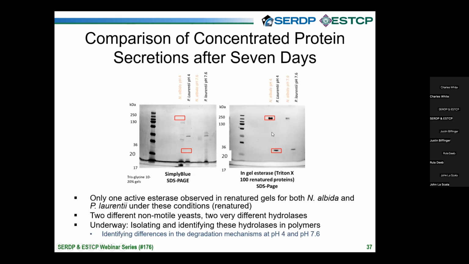And in this case, we see this really stark difference between Naganitia albida and Papillotrema, where we see this 22 kilodalton hydrolase at pH 4 and pH 7.6. But for N. albida, we don't see something of comparable size, but rather a large protein that is approximately 170 kilodaltons in size. So at this point, we only have 1 active esterase in either of these 2 yeasts. And so they are both non-motile. They have to be moved on the surface, but yet they're using 2 very different hydrolases. And so now we've already isolated the hydrolase for the Papillotrema strain, and we're really aggressively going after the Naganitia strain.